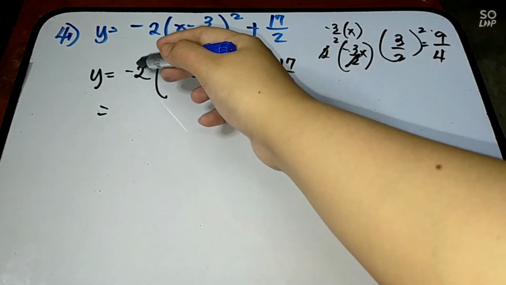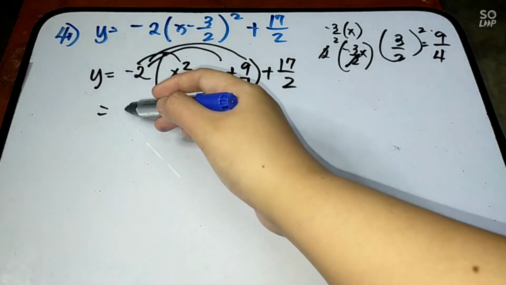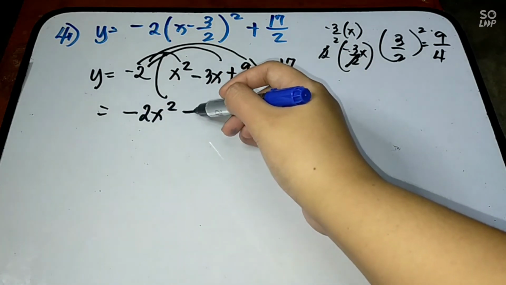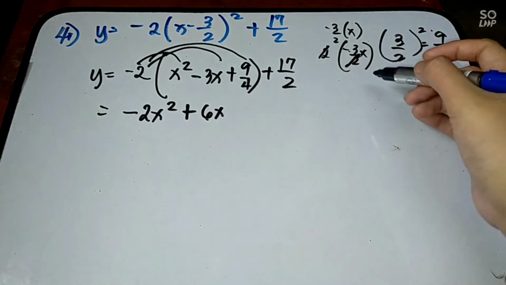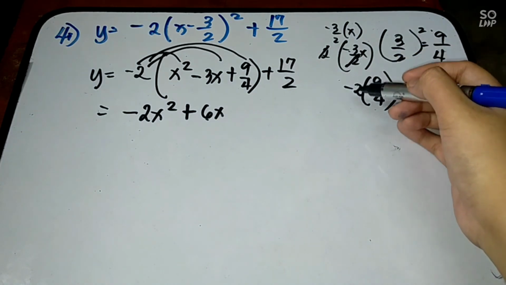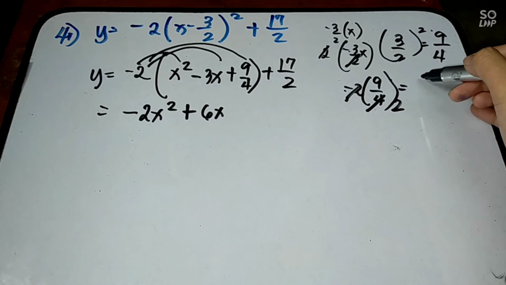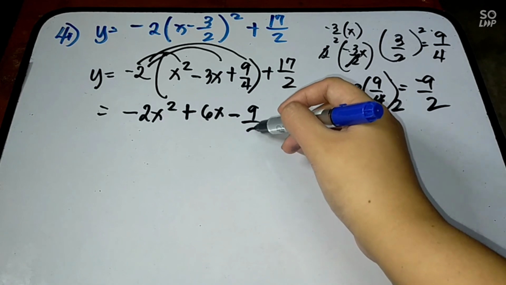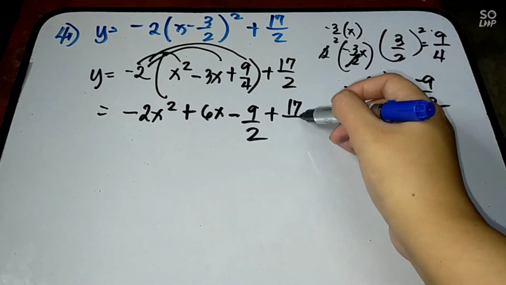Then, simplify. Distribute negative 2 to our trinomial. Negative 2 times x squared, the answer is negative 2x squared. Next, negative 2 times negative 3, the answer is positive 6x. Negative 2 times 9 over 4. If you are going to multiply it, cancel the 2, this becomes 2. So, the answer is negative times 9, negative 9 over 2. So, we have here minus 9 over 2. That is it. Then, just add plus 17 over 2.